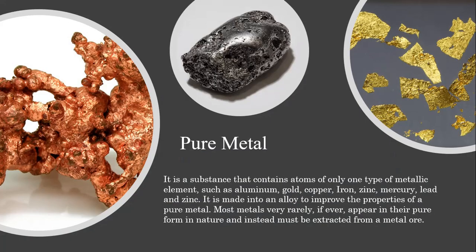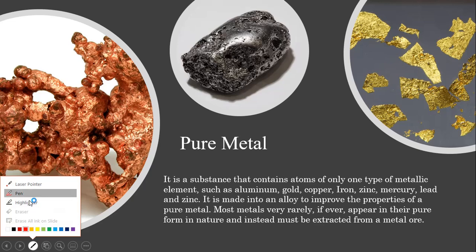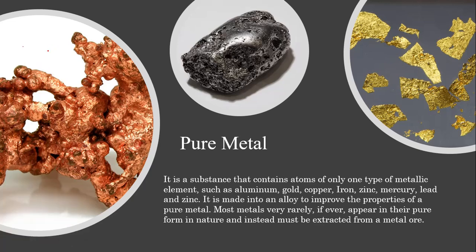Next, let's look at what is pure metal. As we know, it is a substance that contains atoms of only one type of metallic element. Here we can see there are different examples available to us. Like here, this is copper, this is zinc, and this is gold. As you can see here, aluminum, copper, gold, iron, zinc, mercury, all these are examples of a pure metal.